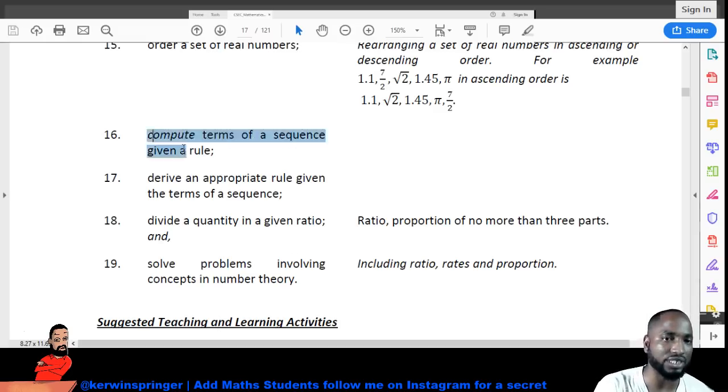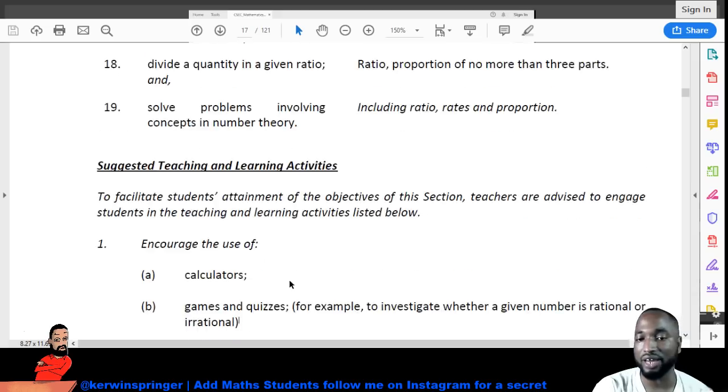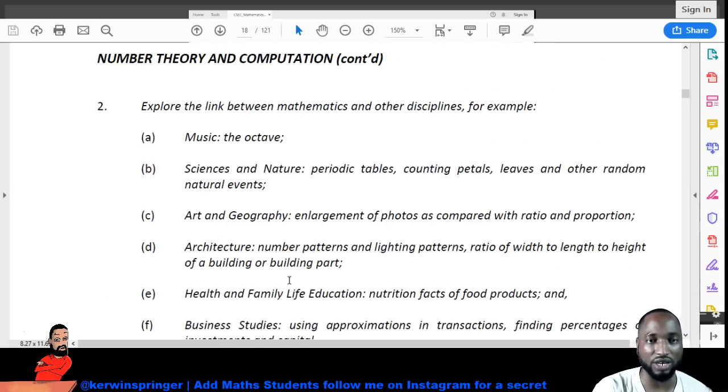This really comes in sequences and series. Derive an appropriate rule, so this comes in sequences and series. We wouldn't be doing that. But you see the ratio, we'll do some questions on that. Prepare yourself. And in my prediction, I think ratios could touch down earlier in 2019. So watch out for that.